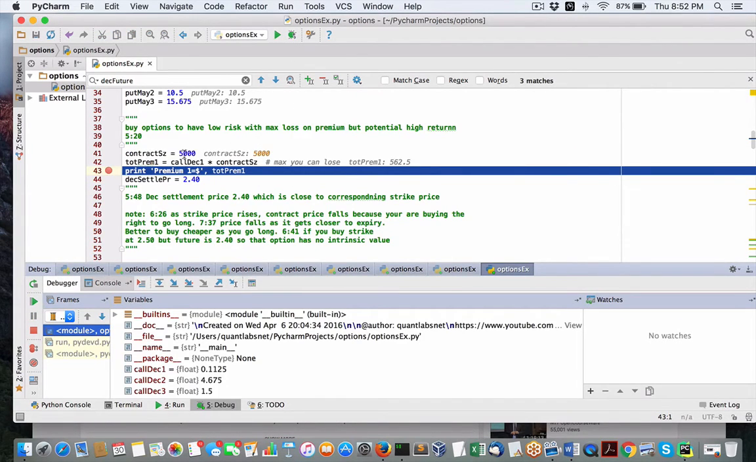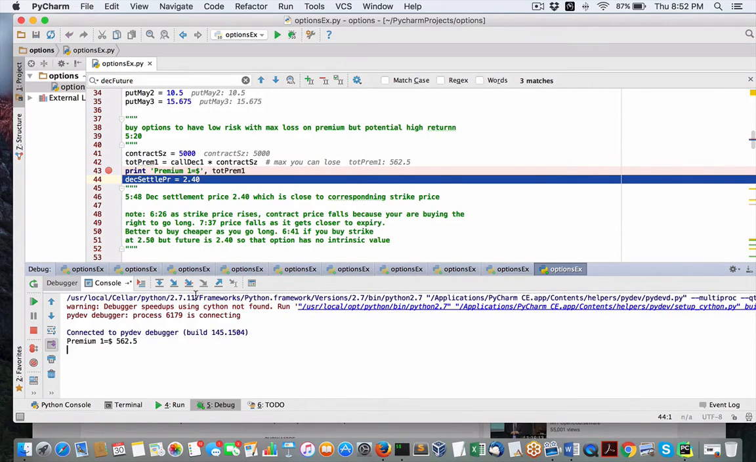So what we're doing here, we have a contract size of 5,000. The premium is the equivalent of whatever the call December is, and I believe it looks like it's 56. Let me just debug this. Okay, so our call December is 1125, with a contract size of 5,000 here. So our premium would be, as it says here, 562.50. We also have a settle price of 240. He talks about that, this time at 548.